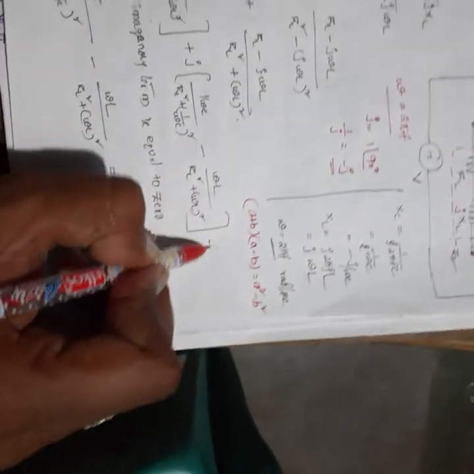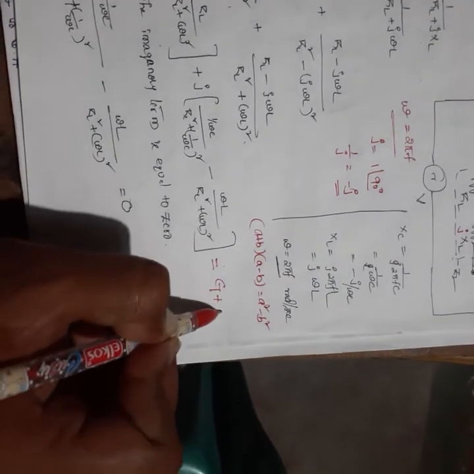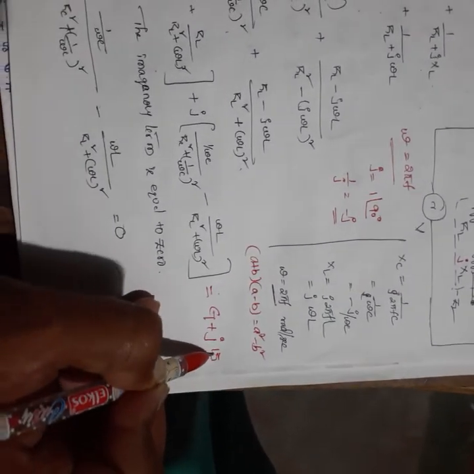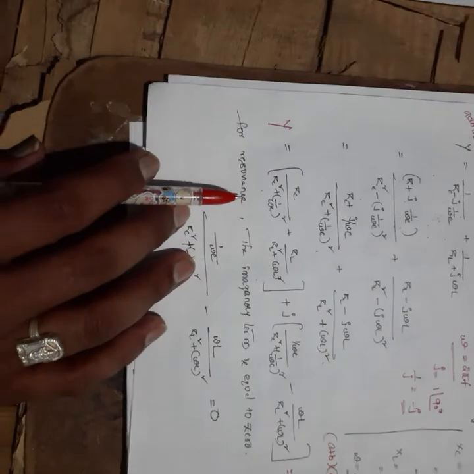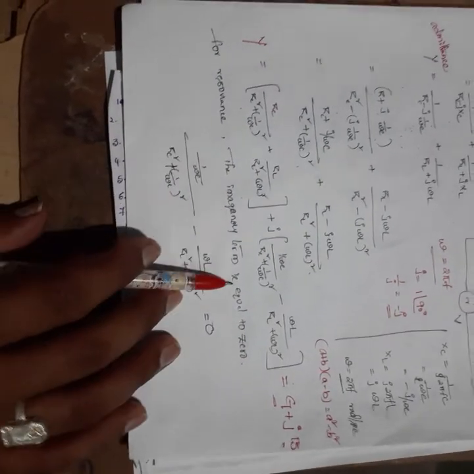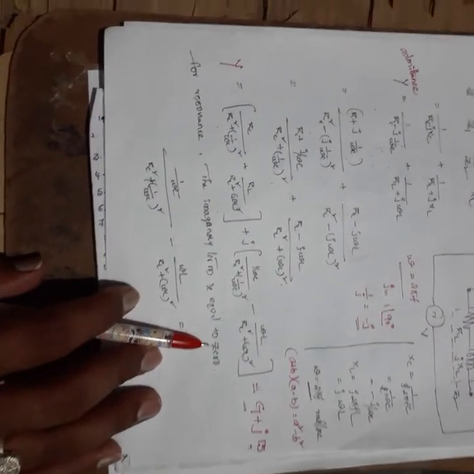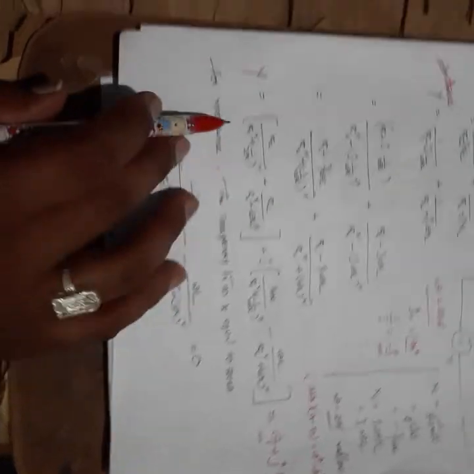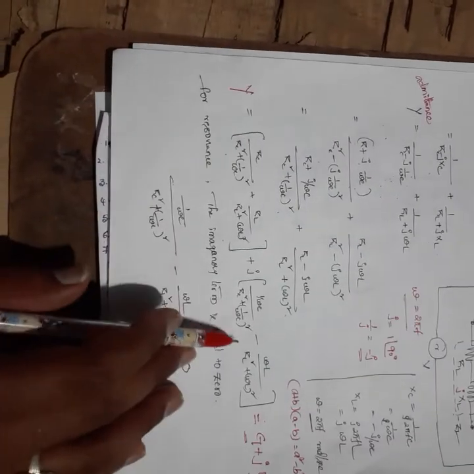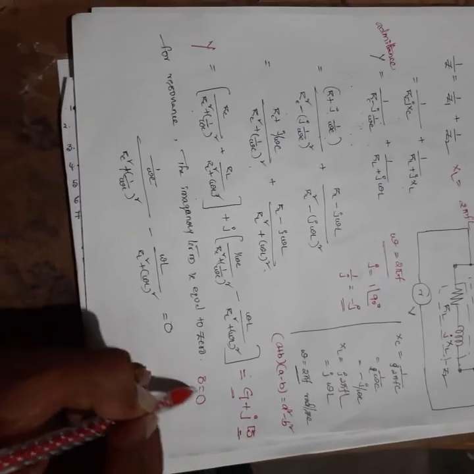Finally I get Y equal to G plus jB, where G is conductance and B is susceptance. For the resonance condition, the imaginary term is equal to 0, that is, the susceptance is equal to 0. So from the above admittance, I am equating B equals 0.